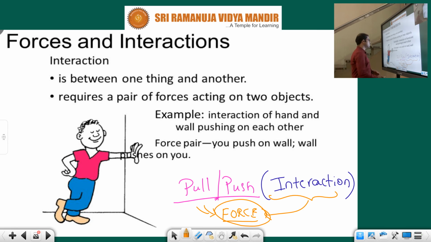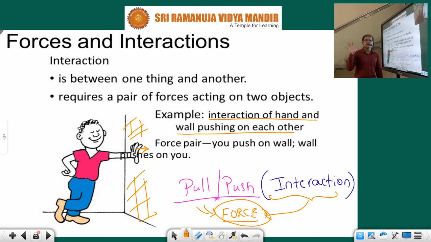See this boy pushing this wall here. Here some wall is there, and this boy is pushing that wall. How is he pushing? By applying force on the wall. What is he doing? He is applying force with his hand on the wall. It means he is getting into physical contact with the wall and then applying force. See here, interaction of hand and wall pushing on each other.